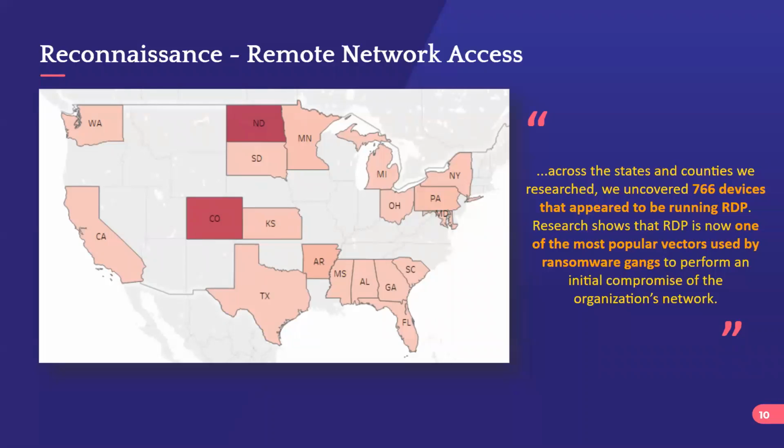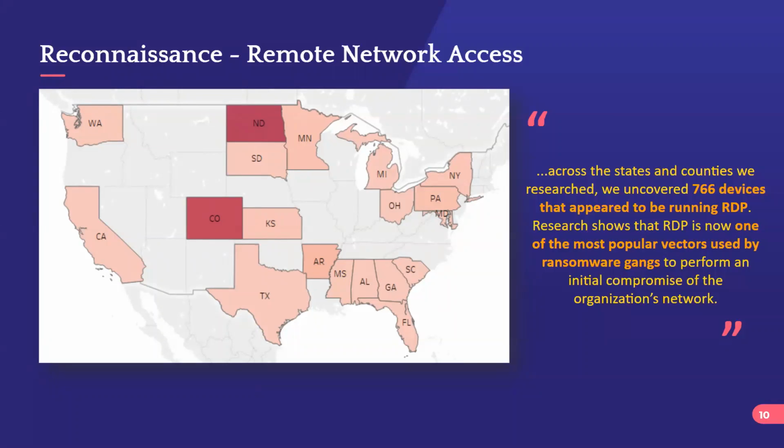In our research, we found 766 devices that were running RDP in the data set. This figure shows the states with the highest density of RDP services that were accessible from the internet. I'm sure many of you know that RDP is the number one attack vector used by ransomware gangs for the initial compromise.